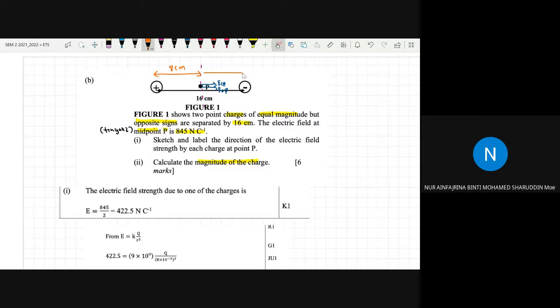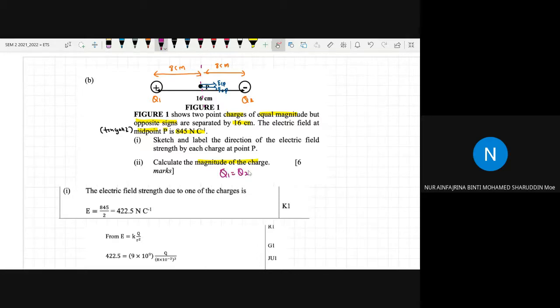Ini pun adalah 8 cm. So this is charge 1 and this is charge 2. So macam mana kita nak calculate electric field strength due to one of the charge? Okay, bila kita nak calculate magnitude of the charge, sebab kita tahu dia sama kan, Q1 dia akan sama dengan Q2.